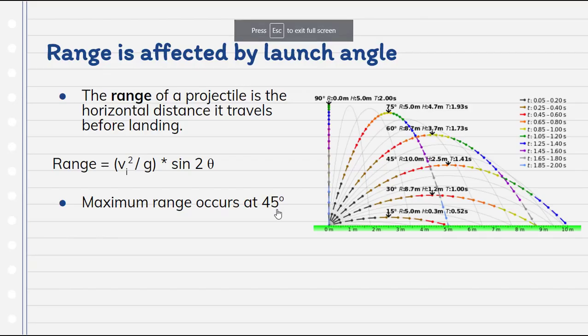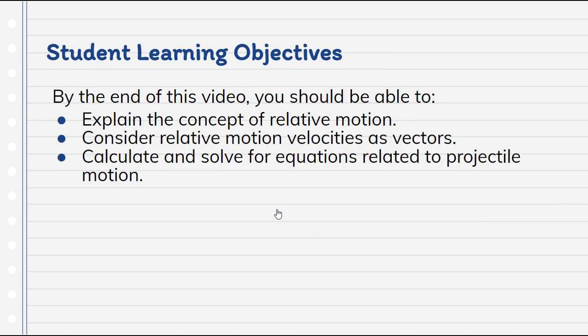One last thing I want to cover, and I probably won't spend a whole bunch of time on it, is the concept of range. The range of a projectile is the horizontal distance it travels prior to landing. The range can be calculated with a formula that equals the initial velocity squared divided by the acceleration due to gravity times sine 2 theta. The maximum range, just to keep in mind, occurs at 45 degrees, which I think you would figure would be pretty straightforward because it's somewhere between a straight-up vertical toss and a straight-up horizontal roll, for lack of a better term. So again, a lot of things to keep in mind here conceptually.